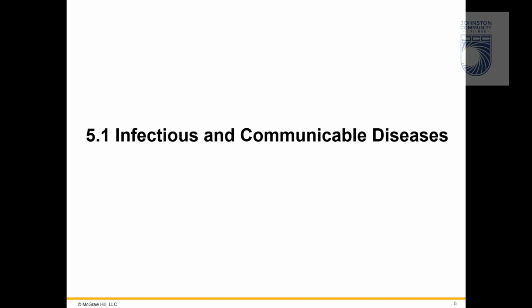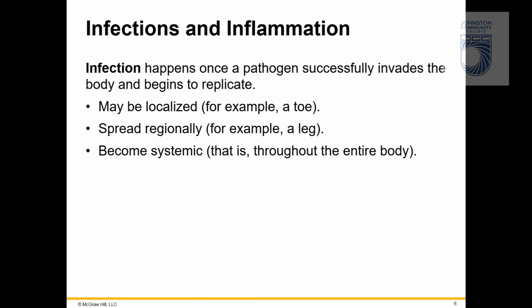All right, infectious and communicable diseases. Infections happen once a pathogen successfully invades the body and begins to replicate. This may be localized, for example, a toe. It may spread regionally to the whole leg. And sometimes it can become systemic, and that is throughout the entire body.